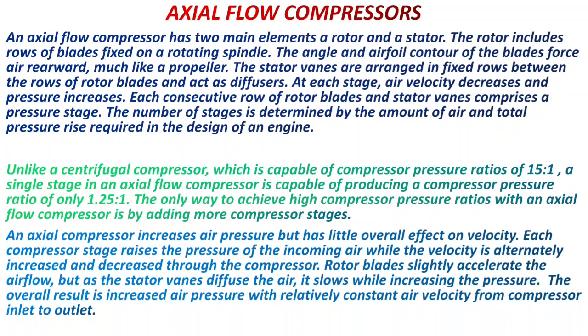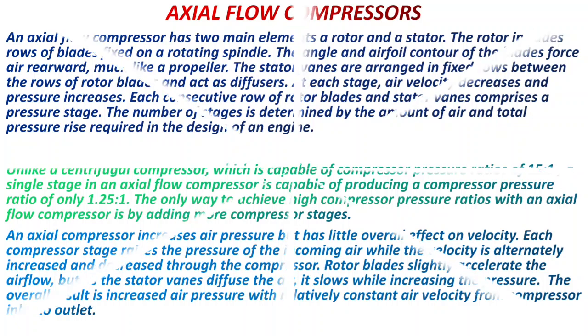As an axial compressor increases air pressure but has little overall effect on velocity, each compressor stage raises the pressure of the incoming air while the velocity is alternately increased and decreased through the compressor. Rotor blades slightly accelerate the airflow, but as the stator vanes diffuse the air, it slows while increasing the pressure. So the overall result is increased air pressure with relatively constant air velocity from compressor inlet to outlet.